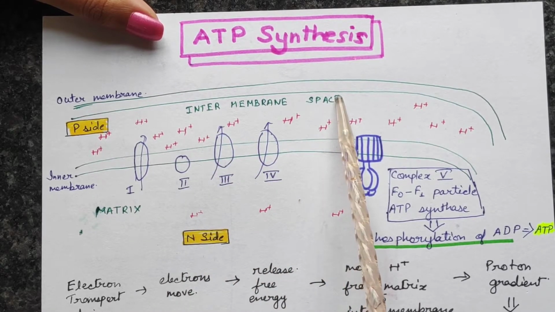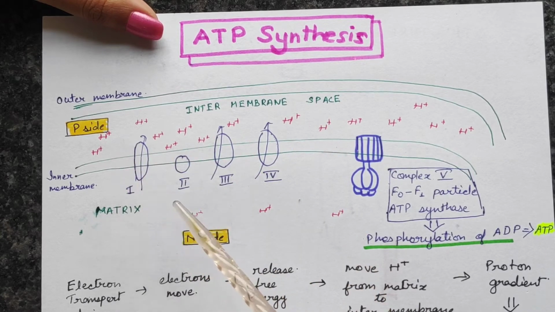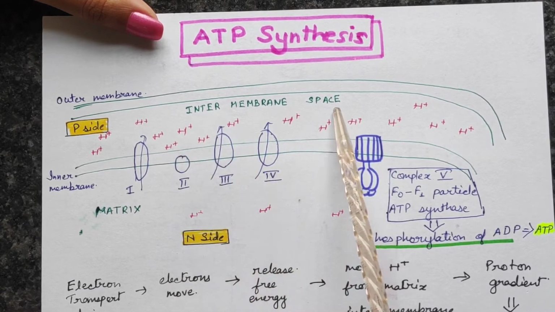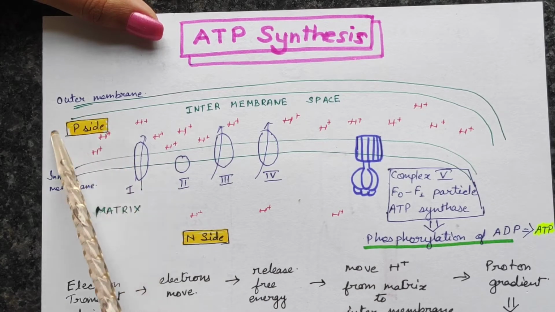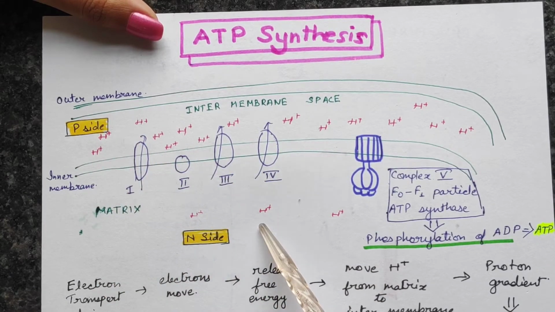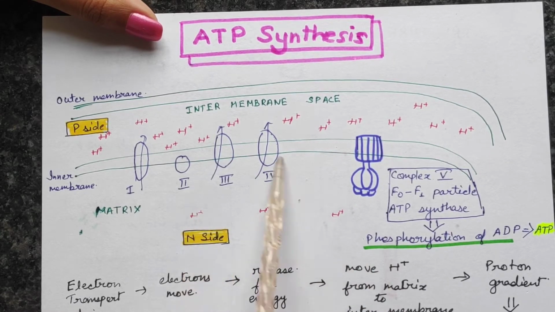And therefore ultimately what happens is that there is an electrochemical gradient of the protons, that is, a huge number of protons are accumulated in the intermembrane space, thus making it the P side, that is the positive side, and very little amount of hydrogen ions or protons are left in the matrix side, therefore it is called the N side. So this is what happens in the respiratory chain.